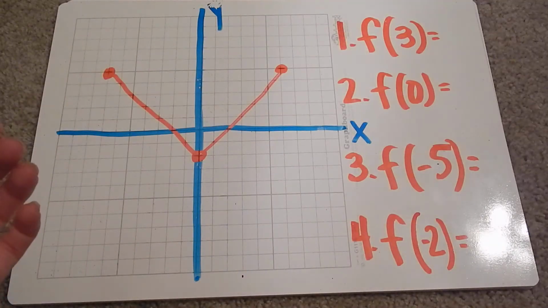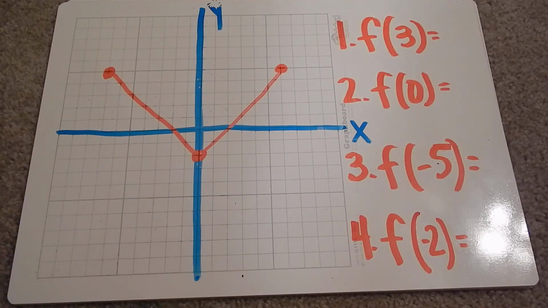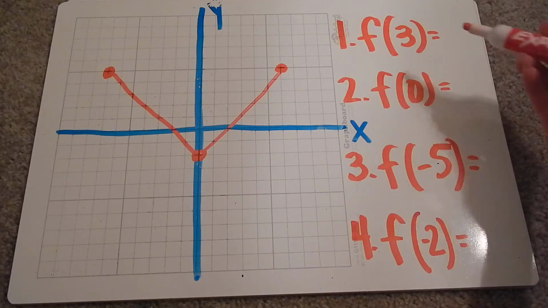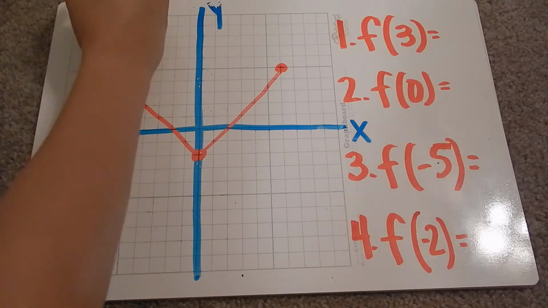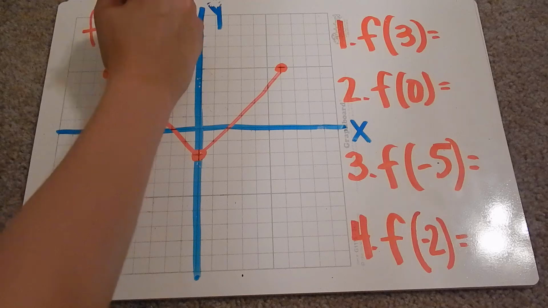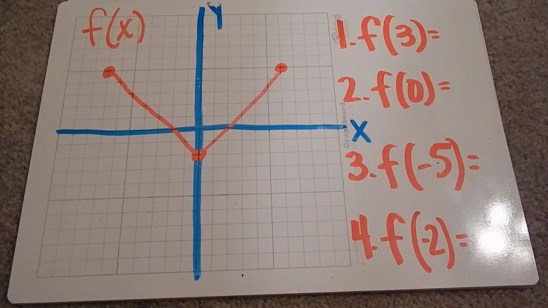Okay, that was evaluating given a function, but we can also evaluate given a graph. It's the same concept. Everything that's in parentheses are your x values, and you're just trying to find the y. So this is my function, f of x, we will call it. I've drawn it on the graph there.